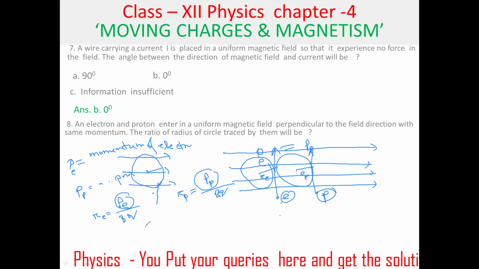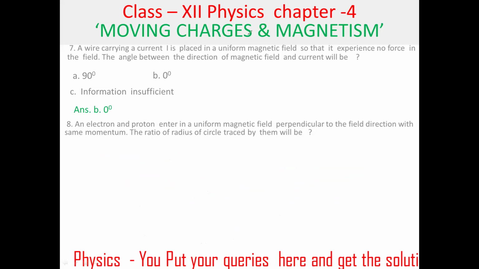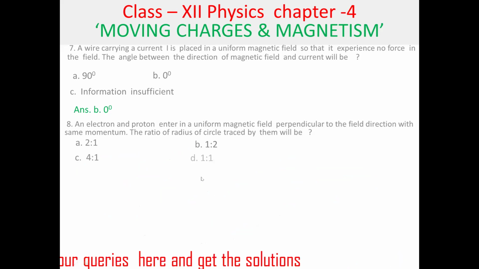So we can write R_e by R_p equal to (1/BQ) by (1/BQ). The 1 by BQ will get cancelled, so the ratio would be 1 is to 1. So the radius of the circular path traced will be, let us see the options. Options are, you see, what is the option? Just a minute. 1 is to 1 is here. So the answer will be 1 is to 1.